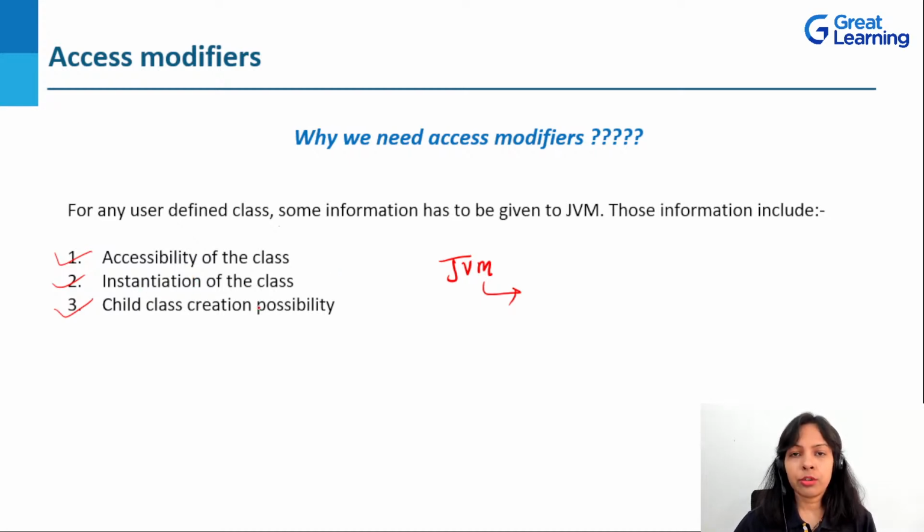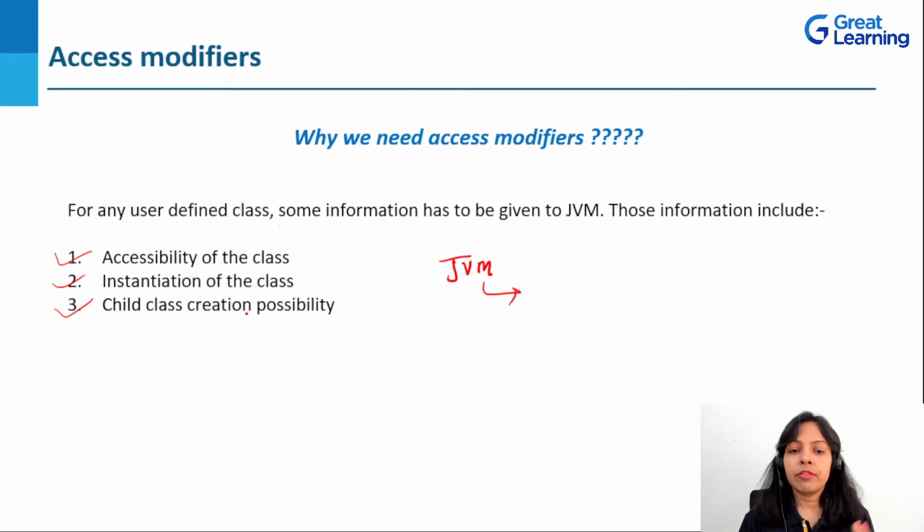Then instantiation of the class, meaning can we create an object of the class or not? If we can create an object, then JVM will consider that class in a different way than if we can't create an object. So all this information has to be given. Second, whether child class creation is possible or not, meaning can we inherit that class? Here I'm talking about the inheritance concept of object-oriented programming. Can we create a child class of a given class or not?